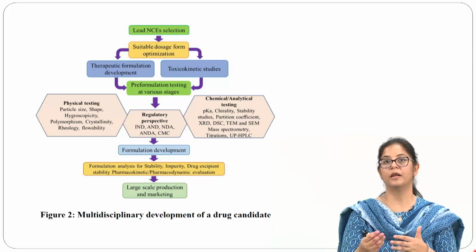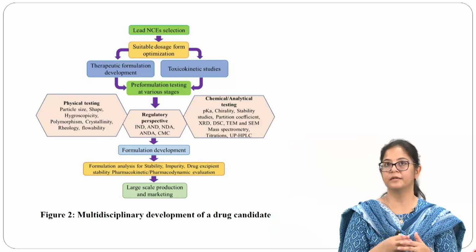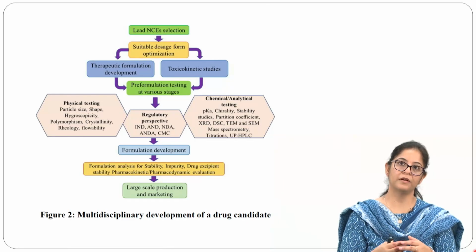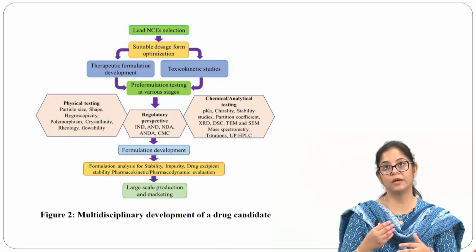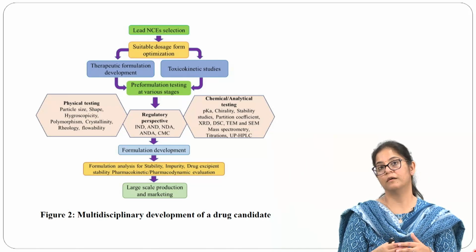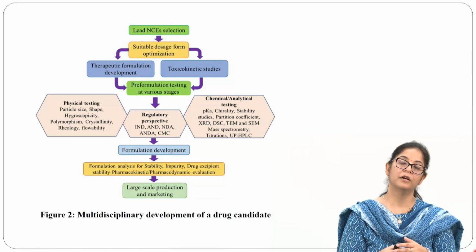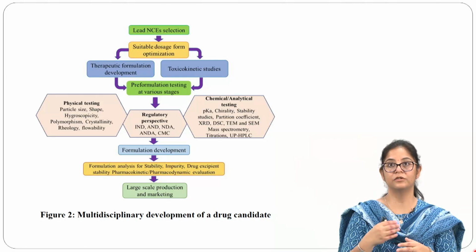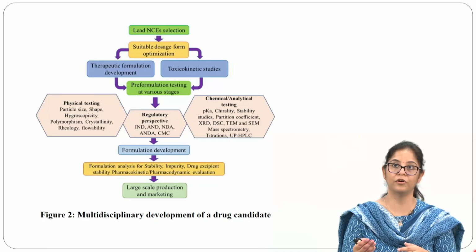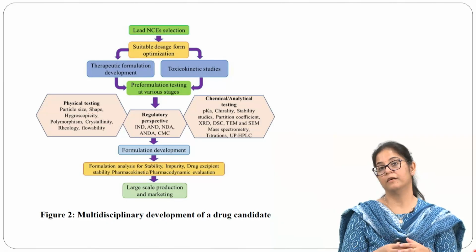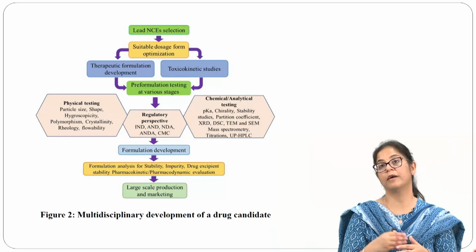biological properties. Now, pre-formulation testing is done from the physical point of view, that is the size, shape, hygroscopicity, crystallinity, rheological properties, flowability. It is also done from the regulatory aspect, because we want to go for the filing of the investigational new drug, then the abbreviated new drug application, and from the chemical or analytical testing point of view. If the drug has chiral properties, it might be active or it might be inactive.